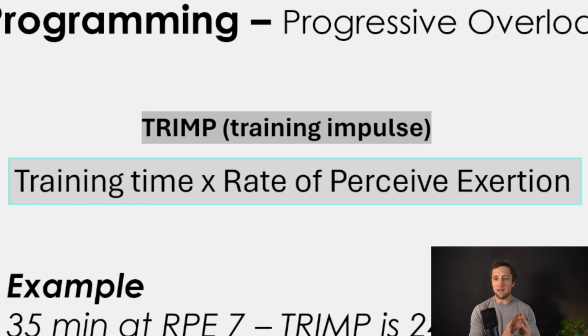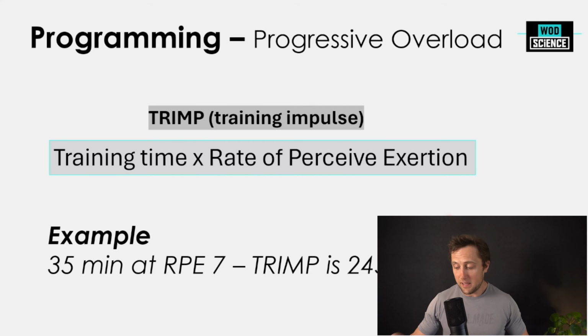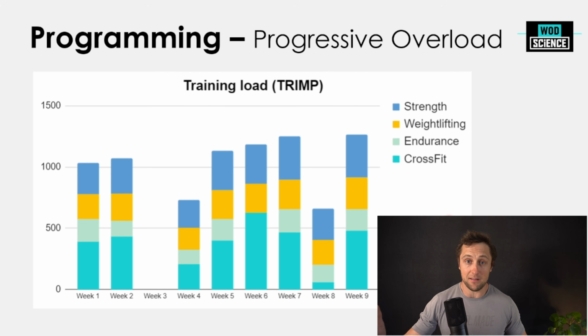What is TRIMP? It is training time times the rate of perceived exertion on a scale from 1 to 10 or 6 to 20. That doesn't really matter too much. For example, you do a 35-minute workout at an RPE of 7 out of 10, so moderately to heavy work, right? That would be a TRIMP of 245.